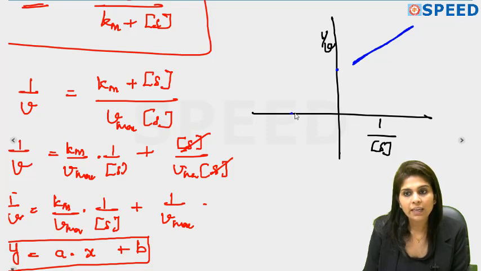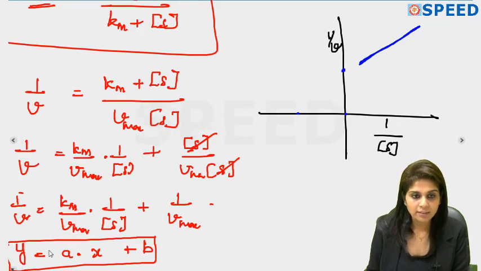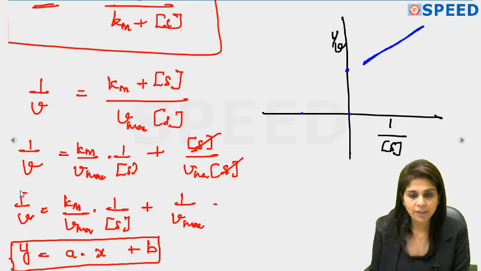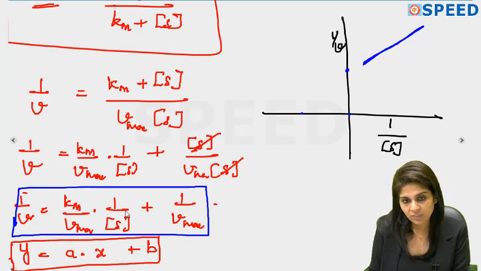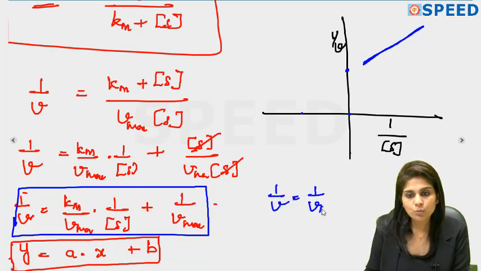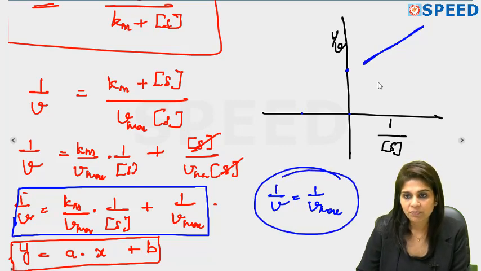To find out y-intercept, you should put x is equal to 0. So, in this equation, for you to find out what is the y-intercept, you should put x is equal to 0. So, if this is put as 0, what is y equal to? 1 by V is equal to 1 by Vmax. Which means what is the y-intercept? The y-intercept is 1 by Vmax. So, this straight line cuts the y-axis at 1 by Vmax.